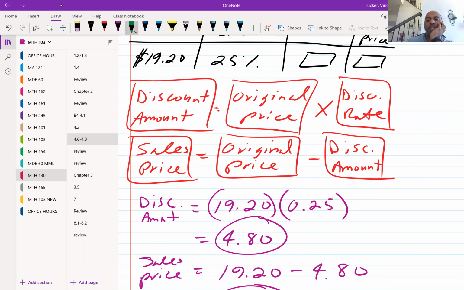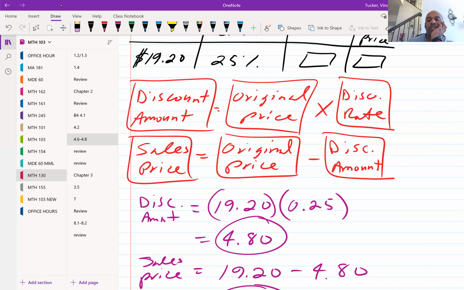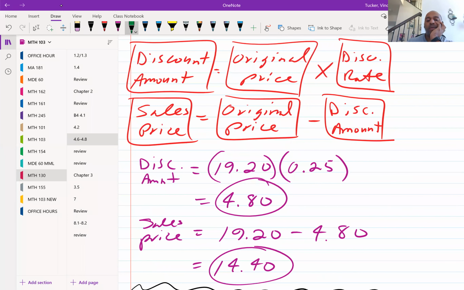And then if you want to find the sales price, you plug into this formula. Sales price is equal to original price minus the discount amount. We just found the discount amount. They gave us the original price, which was 1920. So we do 1920 minus 480, which is 1440.